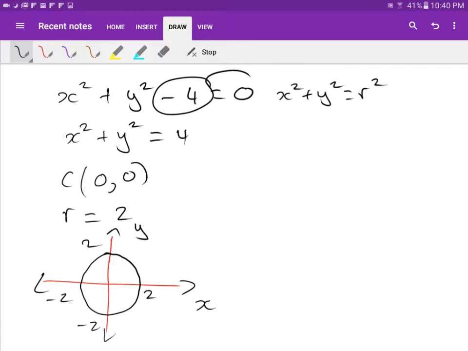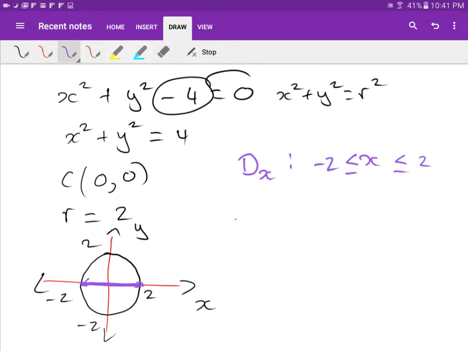x and y. Okay, this is it. Center 0 0, the radius is 2. Now again, if I want to find the range and domain of this circle, the domain is in between this and this here. See, that's the domain. The x value can only be between -2 and 2. So the domain is x between 2 and -2.